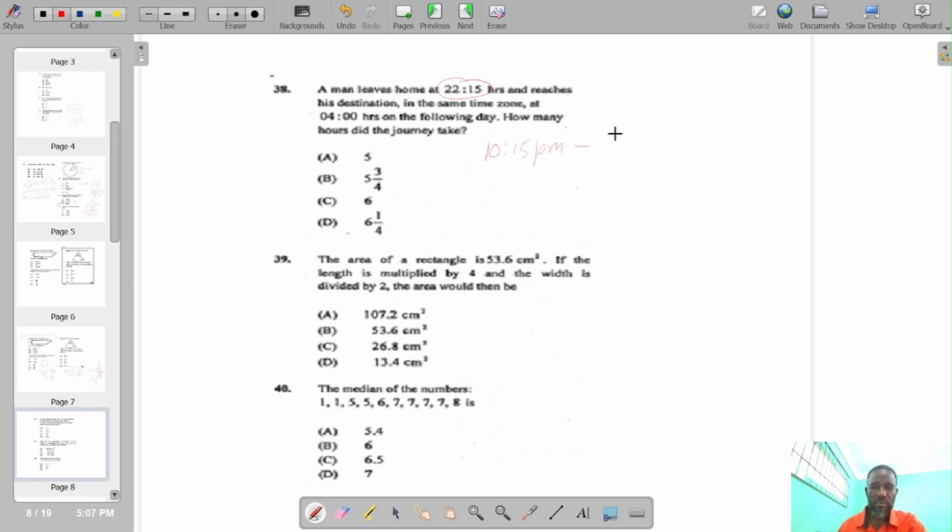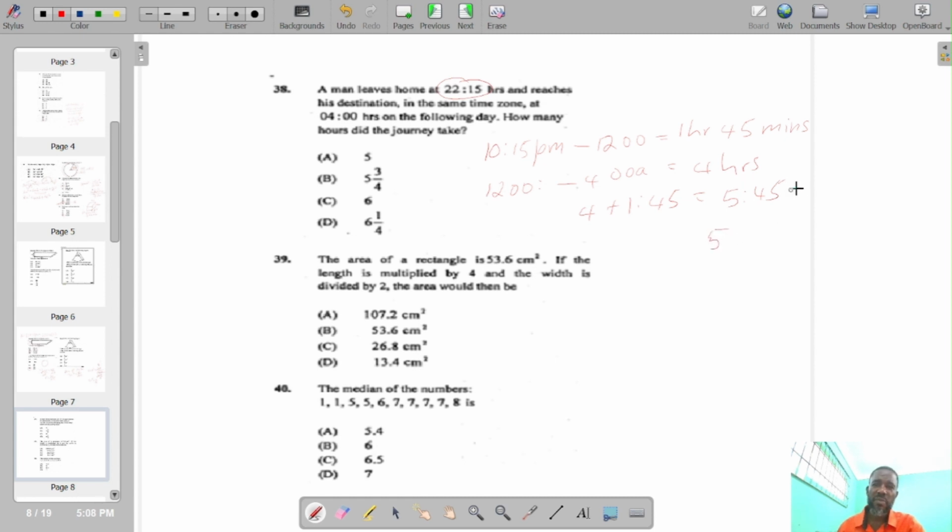So from 10:15 p.m. to 12 a.m., that's what, 1 hour and 45 minutes, right? And then from 12 a.m. to 4 a.m. is equal to 4 hours. So if we add 4 hours plus 1 hour and 45 minutes, we are going to get 5 hours and 45 minutes.